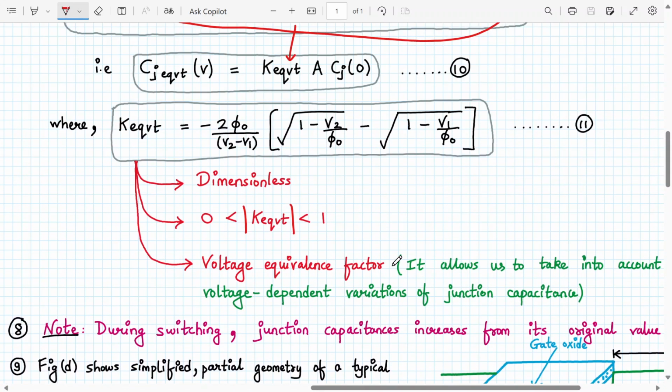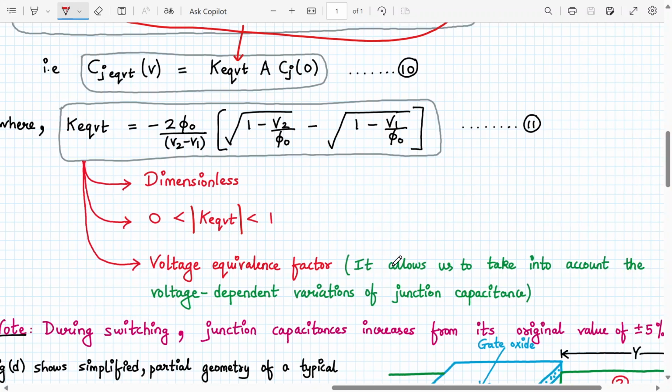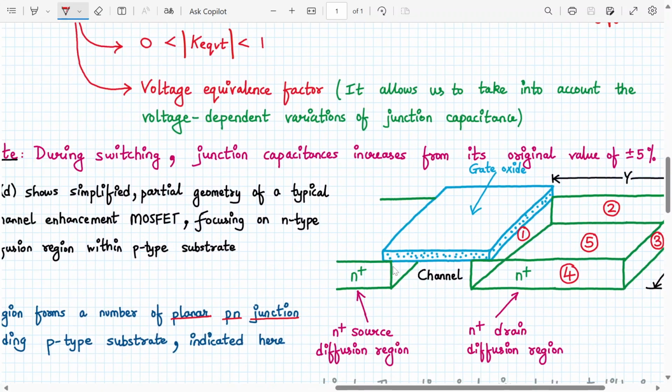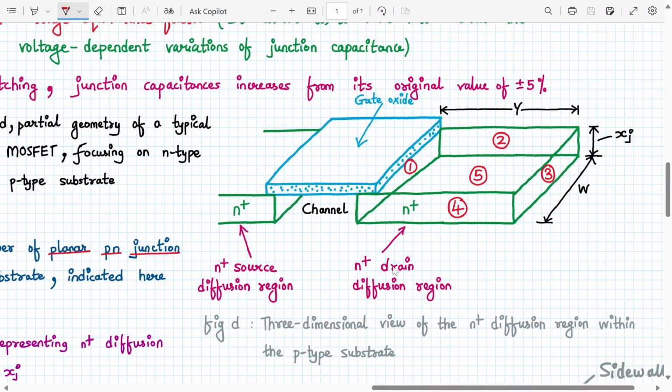Okay, now comes the very important thing. During switching, junction capacitance increases from its original value by, let's say, plus or minus 5%. So let's say it was around 100 picofarad, it increases to 105 picofarad or 95 picofarad. So this much variation is allowed during switching.